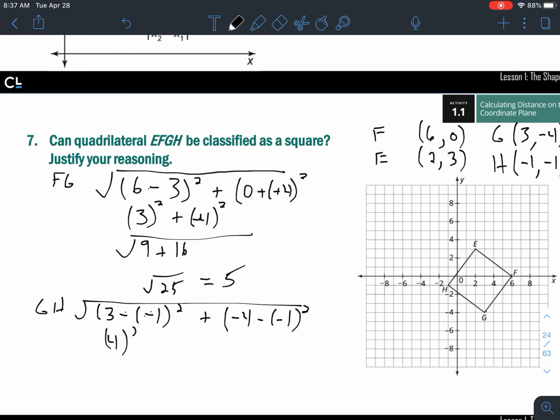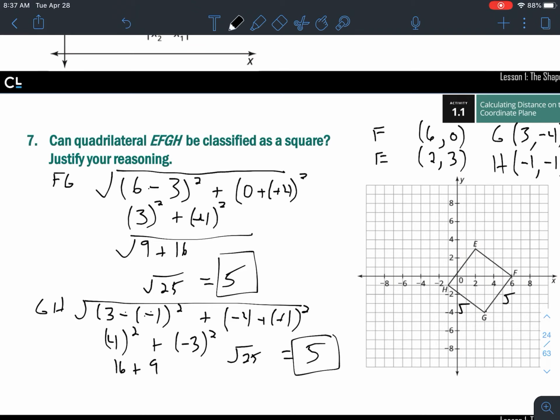What you end up getting comes down to, add those together, so 4 squared plus -3 squared, which gives you 16 plus 9, because -3 times -3 gives you 9, which add them together again gives you square root of 25, which at the end gives you 5. So we know that this is 5 points across, that's 5 points across.